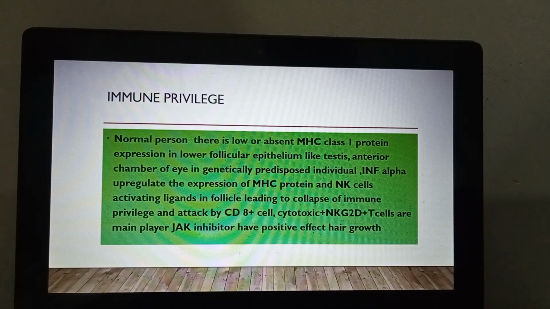Cytotoxic CD8 plus NKG2D plus cells are the main pillar. JAK inhibitors have a positive effect on hair growth.